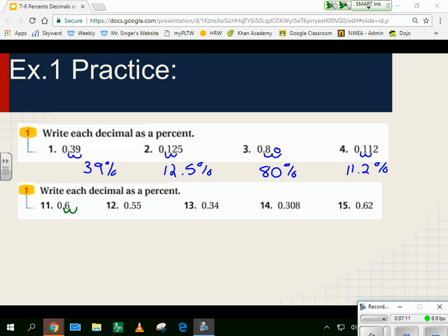So this method is really quick, and honestly, this is how fast it works for me. Move it once, twice, 60%. Move it once, twice, 55%. Move it once, twice, 34%. So it does move pretty quick when you start looking at it and just moving the decimal twice, remembering that percent means out of 100, and decimal-wise, hundredths is the second decimal point place value.